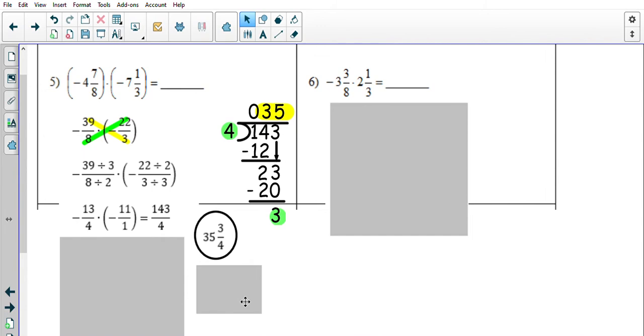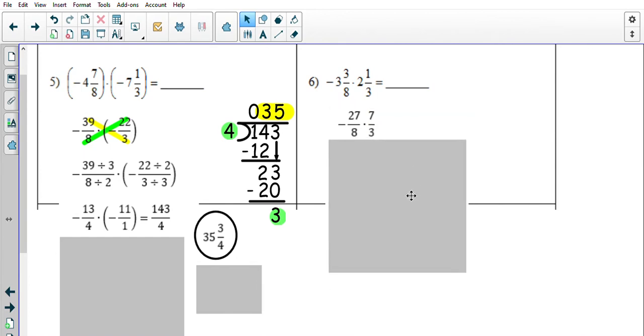All right, we've got a few more. Number 6, negative 3 and 3/8 times 2 and 1/3. 3 and 3/8 as an improper fraction is 27/8, and 2 and 1/3 is 7/3. And again, if you're having any trouble with these, I'm going through this assuming that you have some background knowledge on this. Feel free to ask. We'll spend some time in class also reviewing these things, but I want to spend our class time focusing on the things that might be a little more new for you.